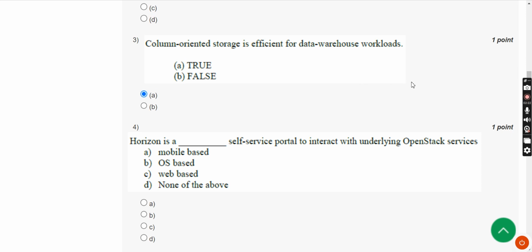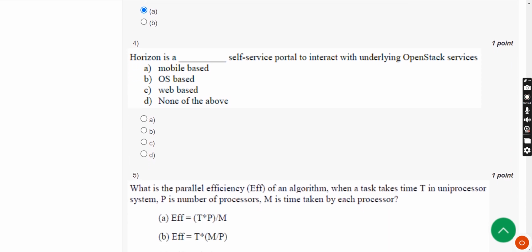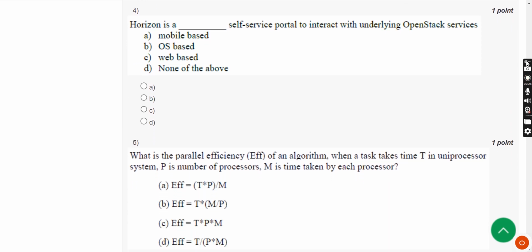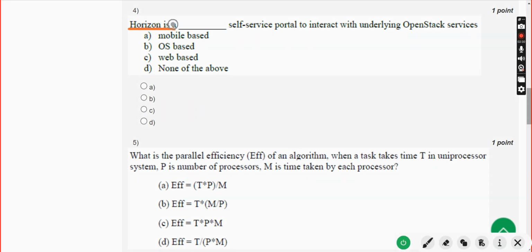Now let's move on to the fourth one. The fourth question. Horizon is a dash self-service portal to interact with underlying OpenStack services. So for fourth question, the answer is option C guys. It's a web-based self-service portal.